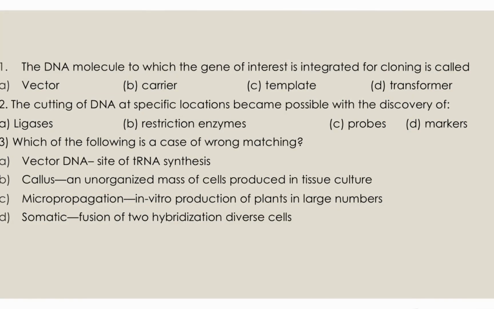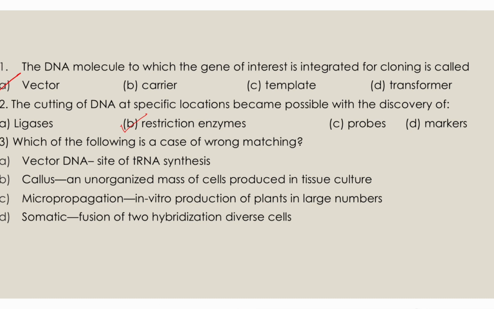Here comes the first. The DNA molecule to which the gene of interest is integrated for cloning is called? Answer is vector. The cutting of DNA at specific location became possible with the discovery of which enzyme? Restriction enzyme. Which of the following is a case of wrong matching? Vector, site of tRNA synthesis; callus, an unorganized mass of cells produced in tissue culture; micropropagation, in vitro production of plants in large numbers; and last, somatic hybridization, fusion of two diverse cells.